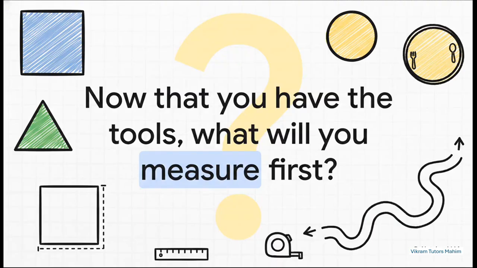So there you have it. From simple squares and powerful triangles all the way to the elegant circle, you now have the fundamental formulas for measuring the 2D world around you. The area of your room, the perimeter of a park, the space on a round table, you have the tools. So I guess the only question left is, what are you going to measure first?